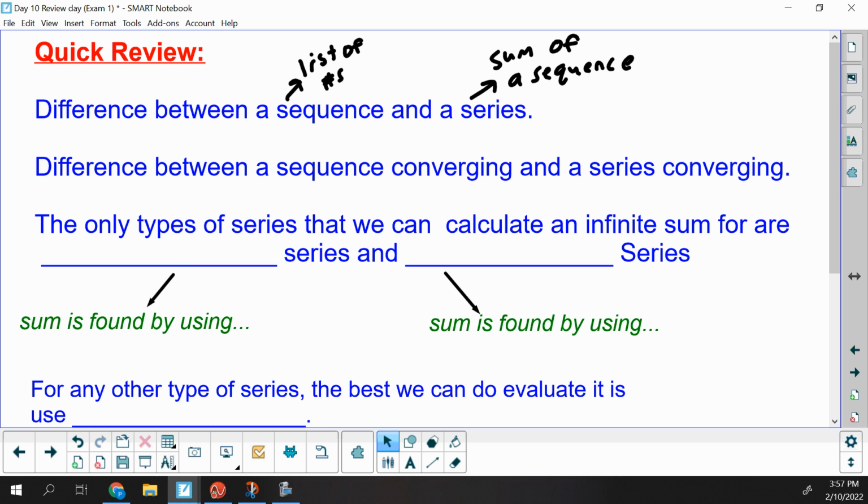You want to be comfortable with the difference between a sequence converging and a series converging. If a sequence converges, you approach some number. Could be anything, but the terms are getting closer and closer to some number. So maybe let me throw that in there: the terms approach some number. In a series, if a series is going to converge, the terms must approach 0.